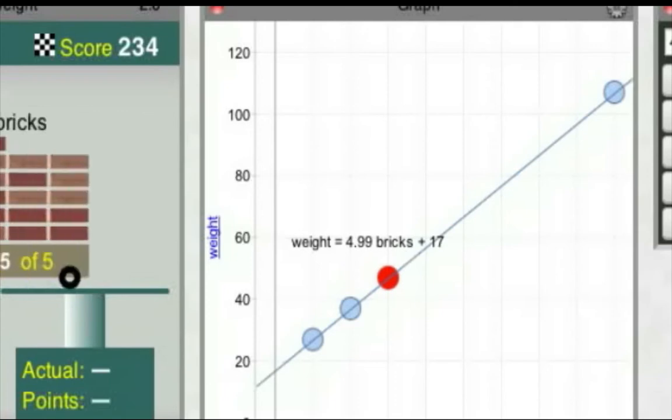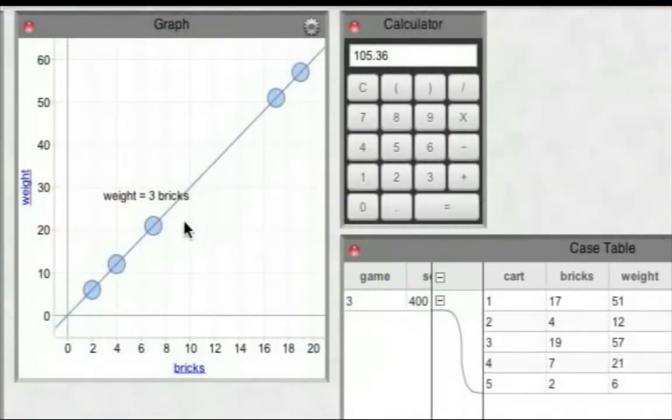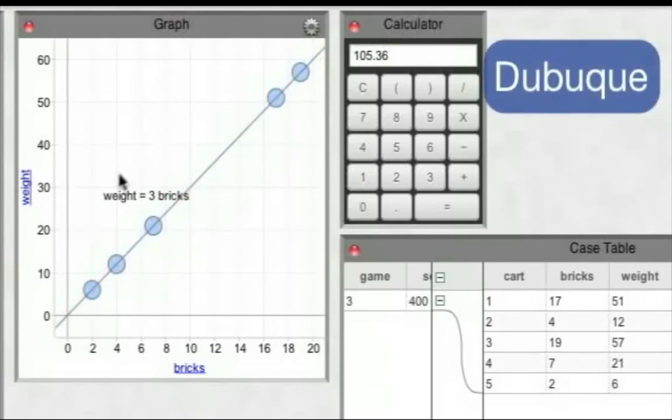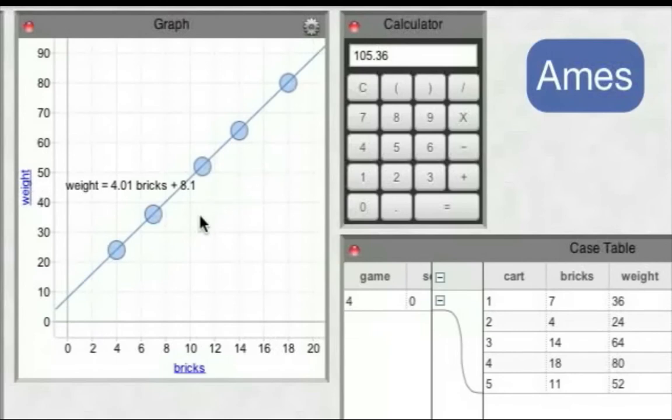Let me give you a brief tour of the levels. The first level, Dubuque, has no intercept, and every time through the game, the bricks each weigh 3. So students get an early, quick success experience and learn the game mechanics. This level could even be a homework assignment. The next level, Ames, the intercept is 8 and the slope is 4. Every time you play the game, they have the same values.